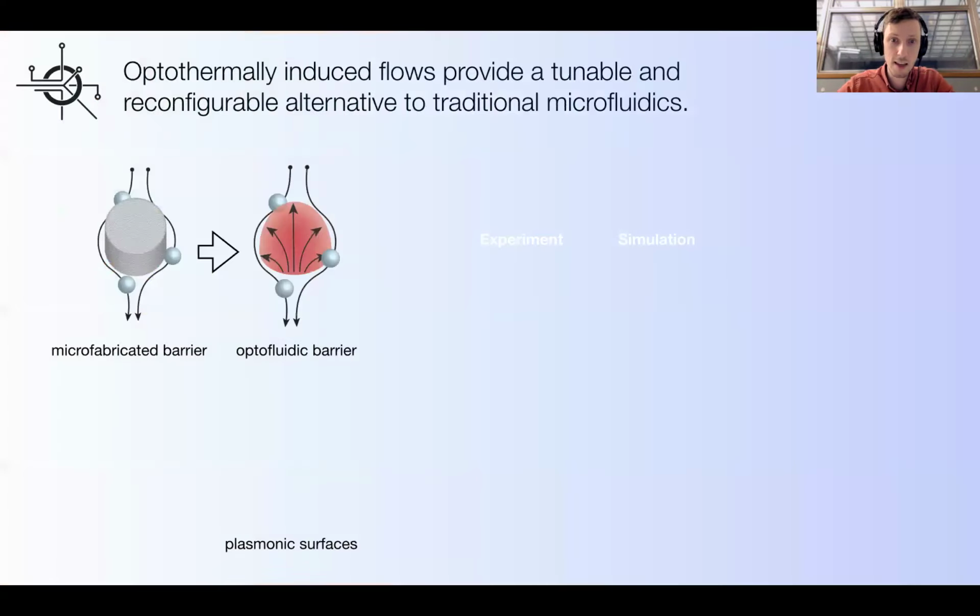And so this is basically where I want to start. A couple of mistakes here, but just bear with me. The idea is that we want to replace these microfabricated barriers that we've talked about so far with what we call an optofluidic barrier, which we create by increasing a temperature and creating virtual flows that act as a barrier. But they're not a physical barrier in the sense that you have something fabricated, something rigid.